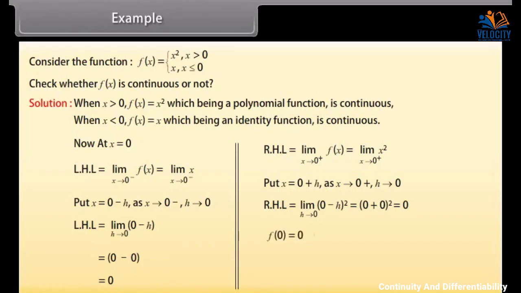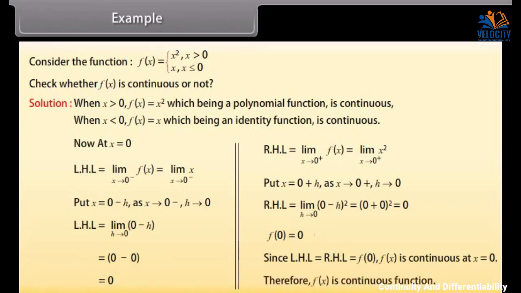Now, f of 0 is equal to 0. Since left-hand limit is equal to right-hand limit is equal to f of 0, f of x is continuous at x is equal to 0. Therefore, f of x is a continuous function.